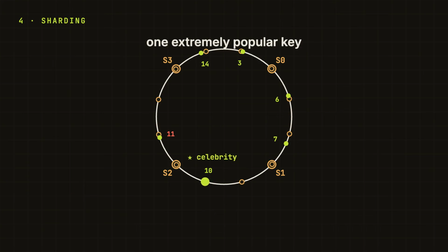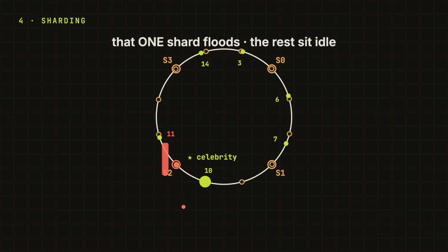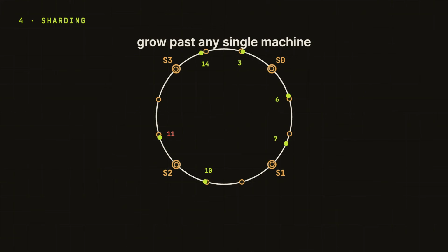And one problem to name: hot shards. If one particular value is extremely popular, say one celebrity user, the shard holding them gets far more traffic than the others. So a good shard key also avoids these hotspots. So in our store, sharding lets us grow past the size of any single machine, and consistent hashing lets us add capacity without moving all our data.